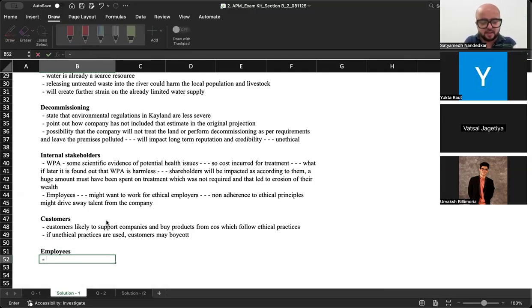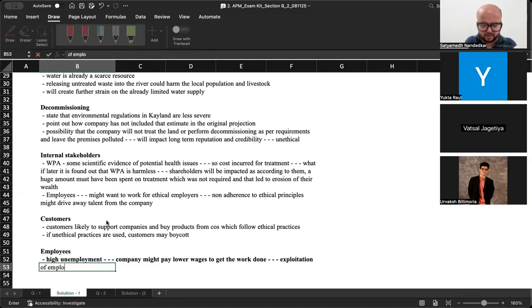Employees. They might exploit the employees because they know there will be many available employees who will be able to replace the existing ones. Correct. High unemployment, so the company might pay lower wages to get the work done. Then, exploitation of employees likely.